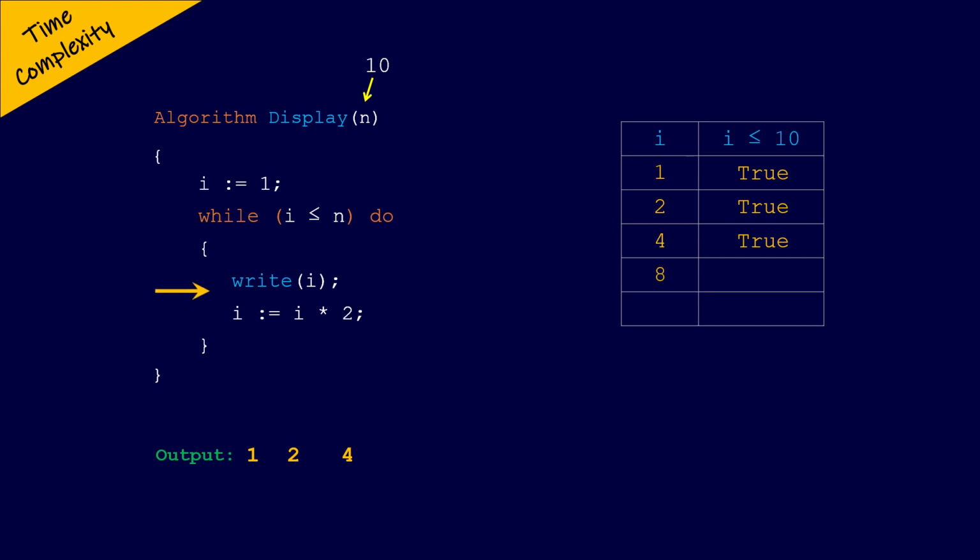Then we move back to the while loop and check the condition I less than or equal to n. At this point, we have the current value of variable I as 8, and 8 less than or equal to 10 is true. Therefore, the statements within the while loop will be executed. That is the write statement that will output the current value of I, which is 8. Then we have the statement I, which is assigned the value I multiplied by 2.